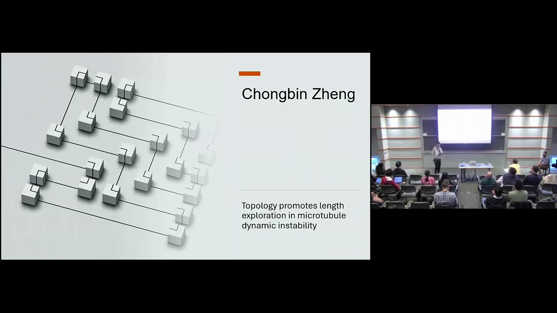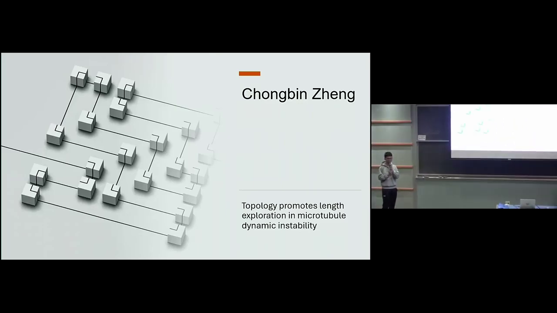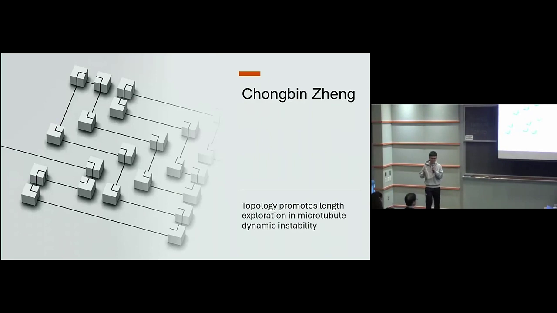Hi everyone. My project is on a topological mechanism for length exploration in microtubules. Microtubules exhibit dynamic instability, which means that they can stochastically switch between phases of slow growth and rapid shrinkage. This switching behavior is used for target searching. Basically, a microtubule can grow in a random direction, and if it doesn't find a target, it eventually shrinks rapidly, resets, and grows in another random direction until it finds the target.